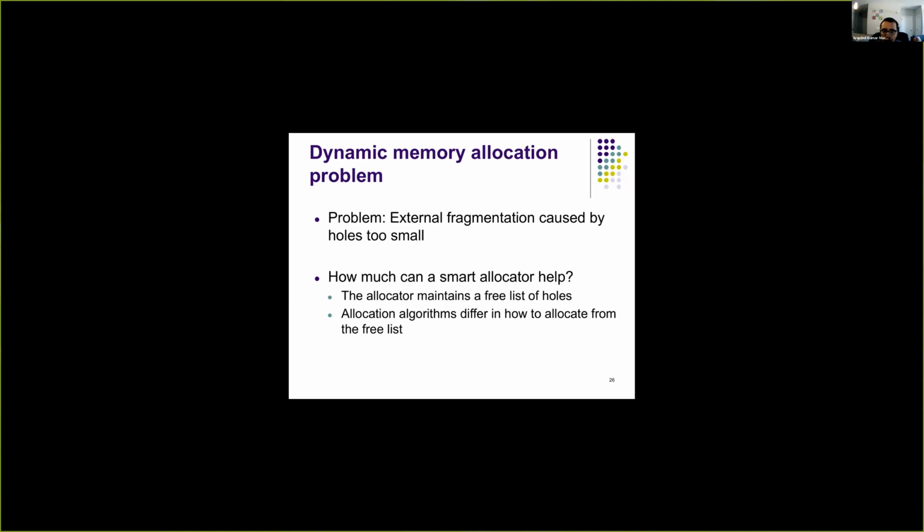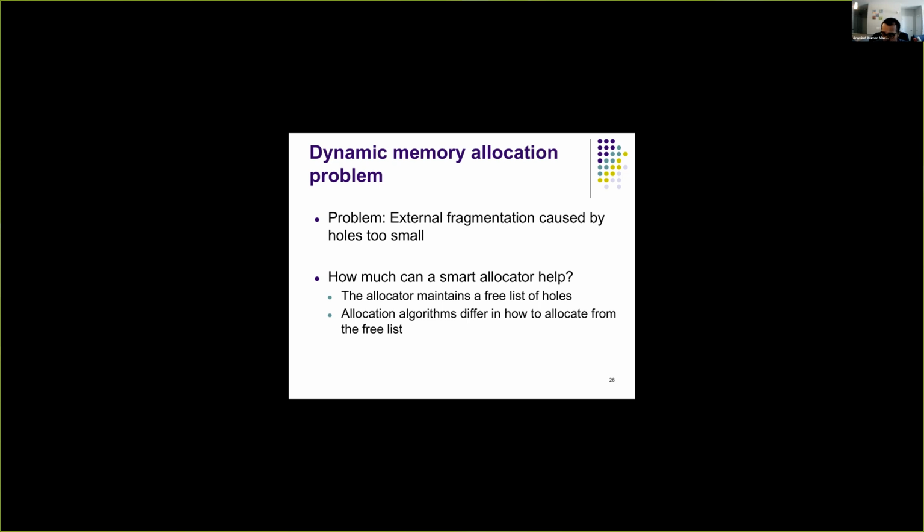Because we could have holes in the memory that in combination could be big enough to store a segment. Since they are not contiguous, we cannot use them. So one way this can be solved is to use a smart allocator. That means, instead of randomly assigning memory chunks, a smart allocator can allocate segments to different regions of the memory based on the availability of free space.